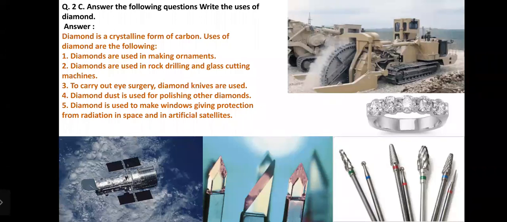So these are the five uses: for making ornaments, for rock drilling and glass cutting, for eye surgery, for polishing, and for protection of satellites from harmful radiation.